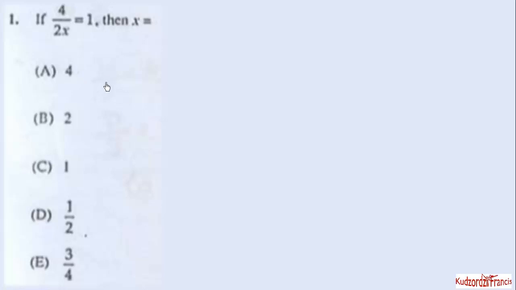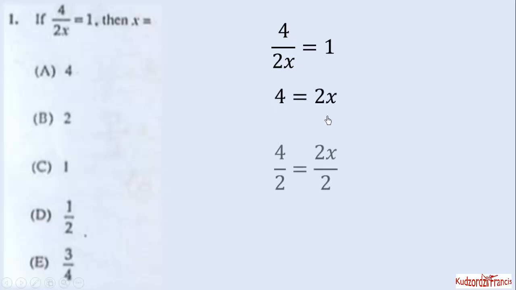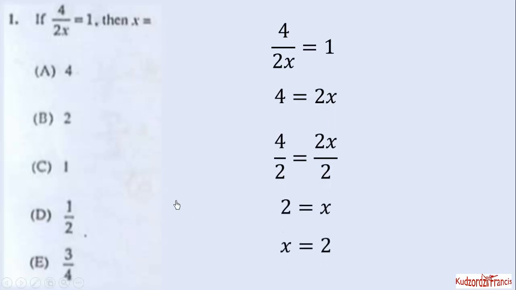So we have the SAT mathematics practice questions. The first question here is: if 4 over 2x is equal to 1, then x is equal to what? To do that, we need to cross multiply to get 4 is equal to 2x. Now divide both sides by 2 to get x is equal to 2. So the correct answer is B.